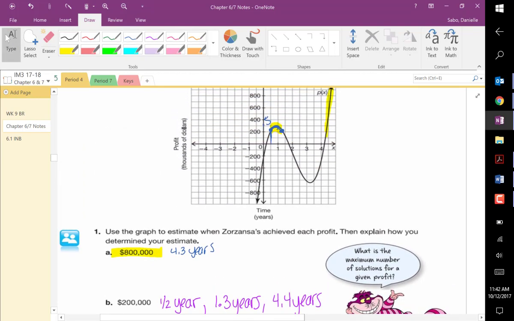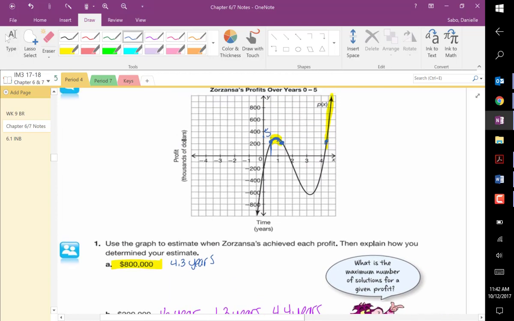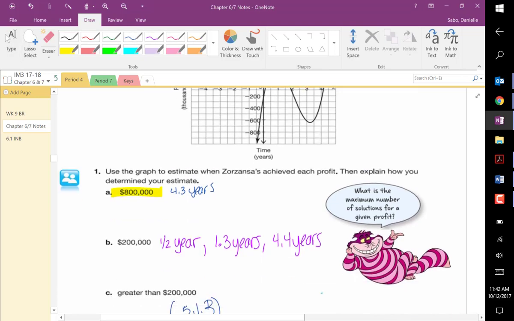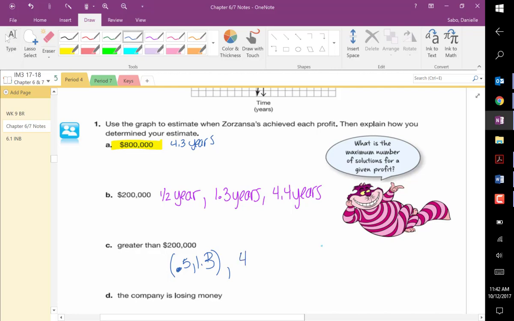Now, one last part. From what point to infinity am I going to be making more than $200,000? Again, we already talked about it. We labeled it next to Cheshire there. 4.3, 4.4. Very good. So 4.4 to infinity. That's when we're greater than $200,000.